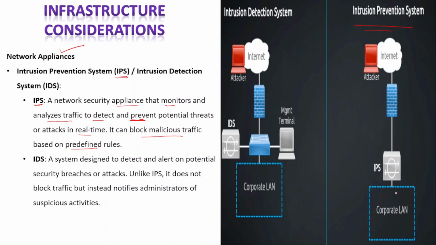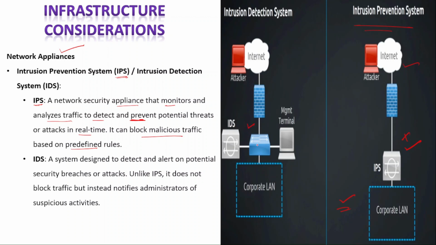It basically sits between your corporate LAN or your private network and the outside network, such as the internet. And this placement is important. You can say that this sits in line, and each and every traffic passes through it. And if some malicious activity or malicious traffic is detected, it can block it, as opposed to the IDS, which simply detects. It does not sit in line.